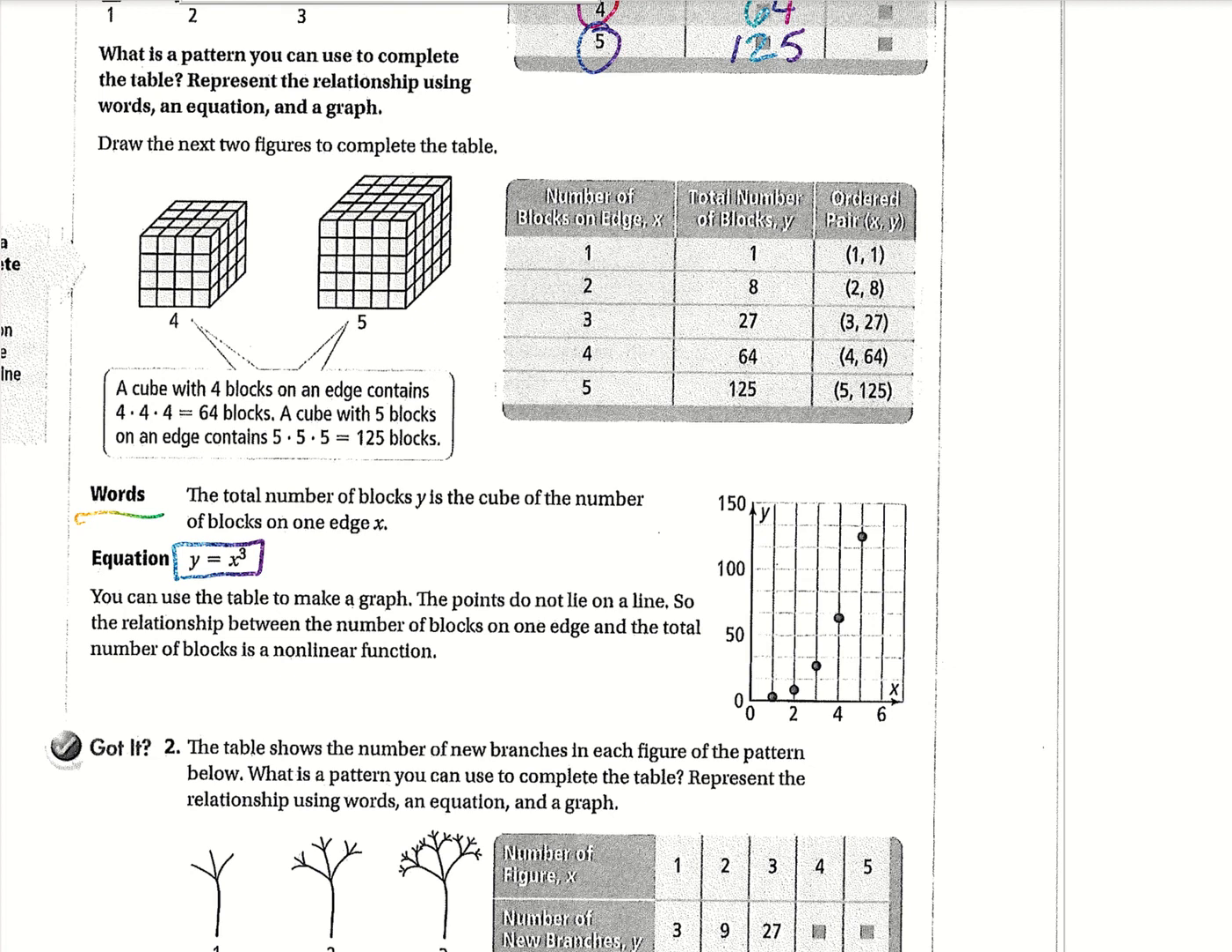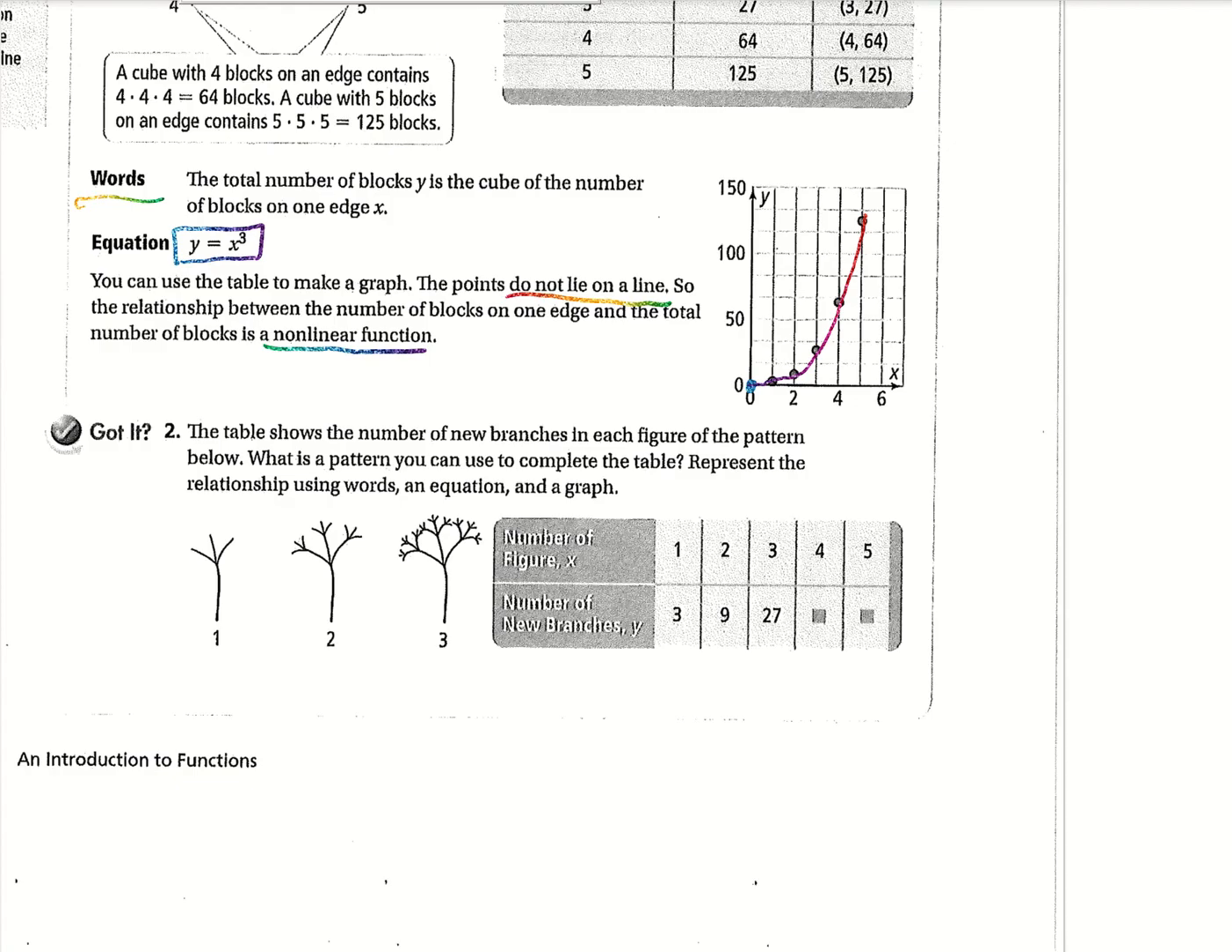Okay, and then you can use the table to make a graph. It says you can use the table to make a graph. The points do not lie on a line, so the relationship between the number of blocks on one edge and the total number of blocks is a nonlinear function. Again, it's nonlinear because the points do not lie on a line. If we were to start here at 0, 0, it goes there, there, there, and you can see it curves upward. It's not a straight line. So that tells us it's not linear.